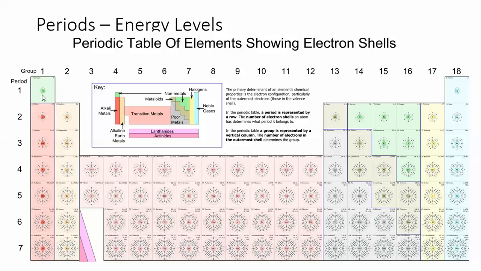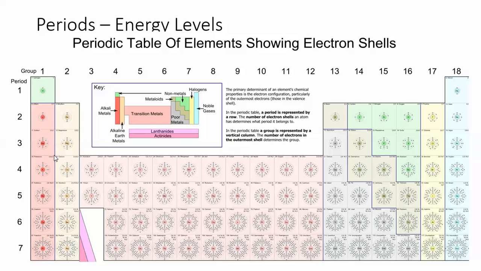So if you look here in my first period, I have 1 energy level. When we go to lithium, we go to that second energy level. Well, that's in period 2. That's the second horizontal row, and as you look all the way across, it has 2 energy levels. 3 energy levels for the third period, 4 for the fourth period, 5 for the fifth period, and so on. So horizontal periods tell us the number of energy levels.